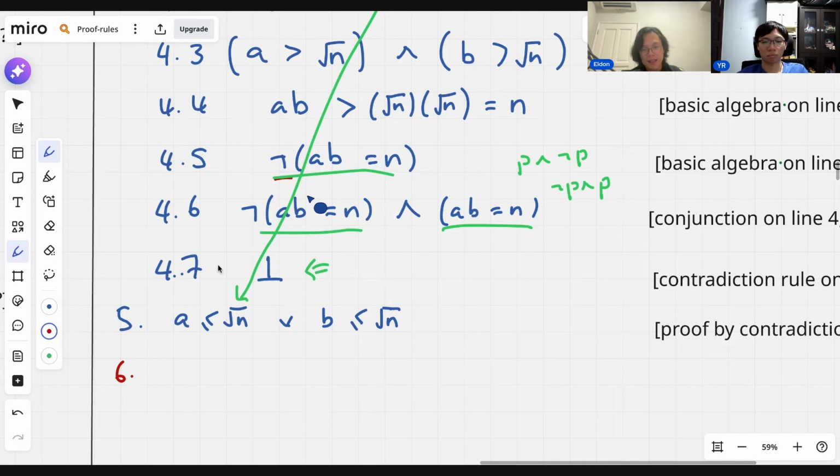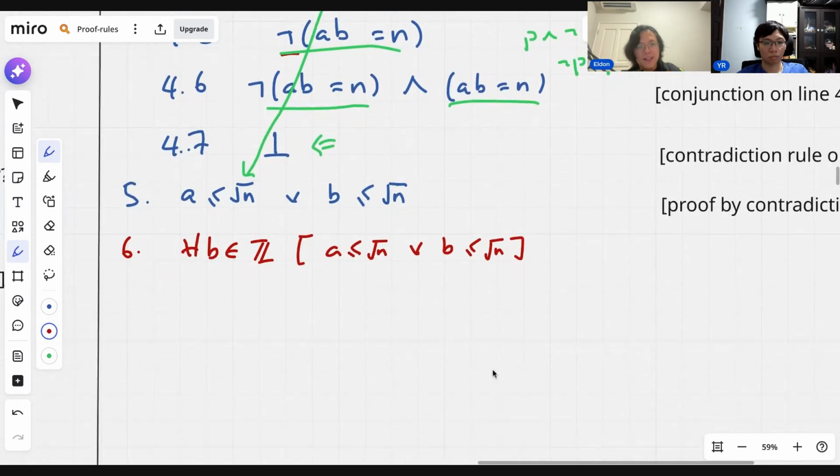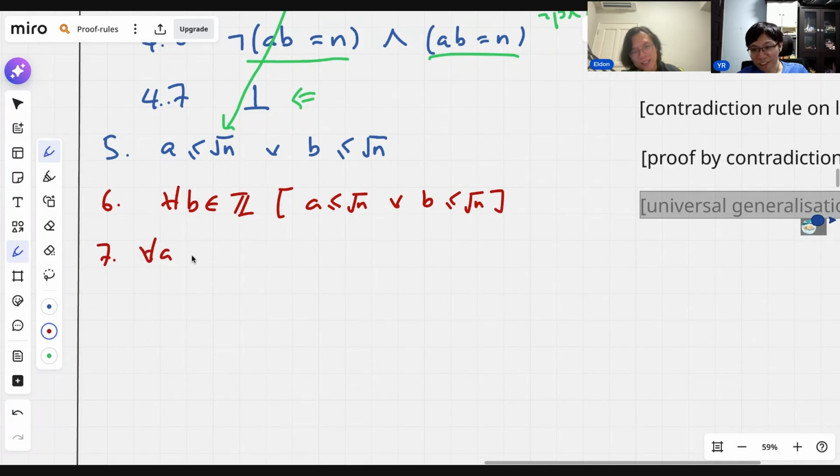So all that's left is to say that this must mean that for all b in Z, a is less than or equal to square root n, or b is less than or equal to square root n. This is universal generalization. Then we can say for all a in Z, a is less than or equal to square root n, or b is less than or equal to square root n.